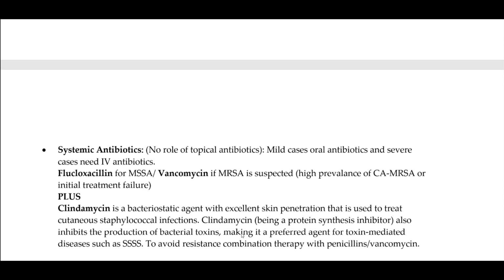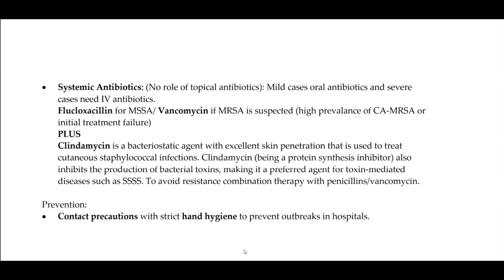Now, along with this, as earlier also we have discussed in toxic shock syndrome, you have to give something to stop the toxin production. So clindamycin is an excellent choice. Though it is a bacteriostatic agent, it has excellent skin penetration and is used to treat cutaneous staphylococcal infection. Being a protein synthesis inhibitor, it inhibits the production of bacterial toxin, making it a preferred agent for toxin-mediated disease such as staphylococcal scalded skin syndrome. To avoid resistance, we always use it in combination therapy along with penicillin or vancomycin.